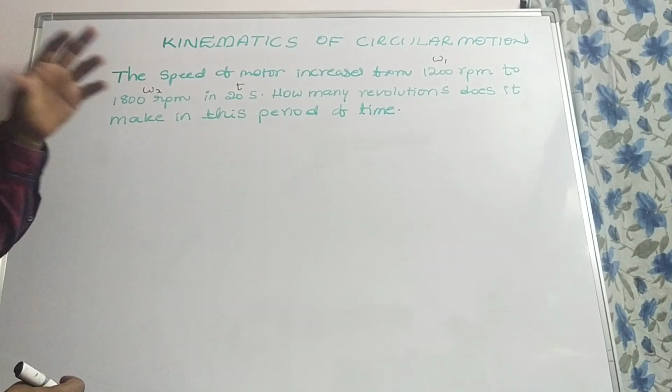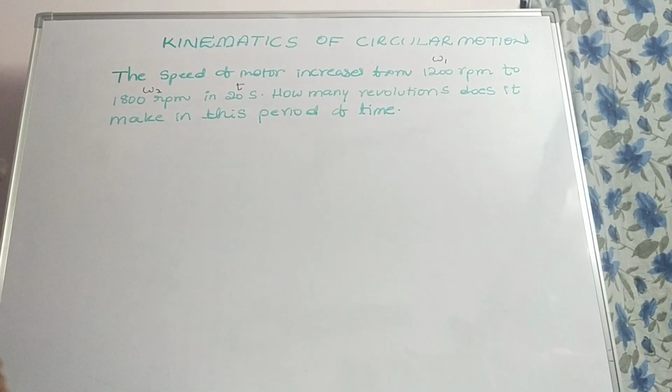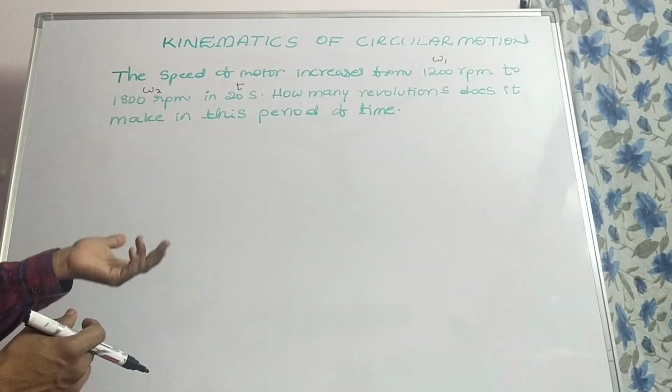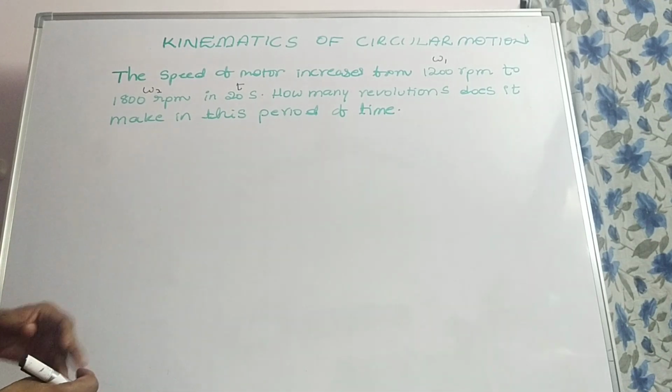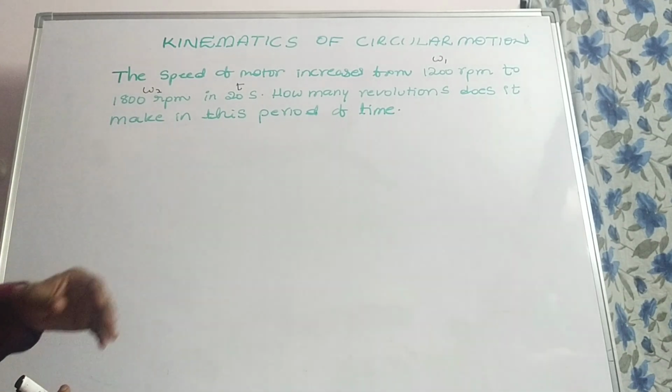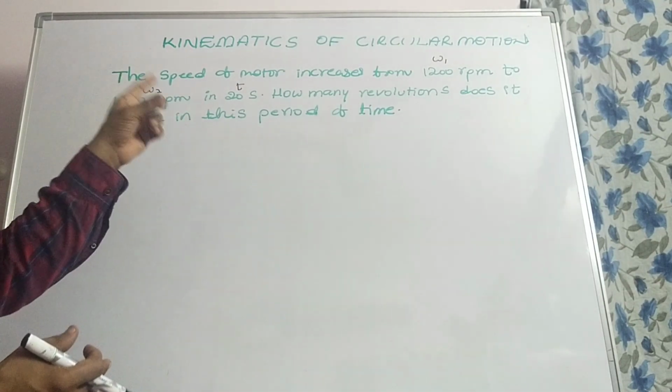So first of all, we have to find the acceleration, the angular acceleration. After getting it, we can find how many revolutions it makes in this period of time before coming to rest. So then we have to solve theta is equal to omega naught t plus half alpha t square.